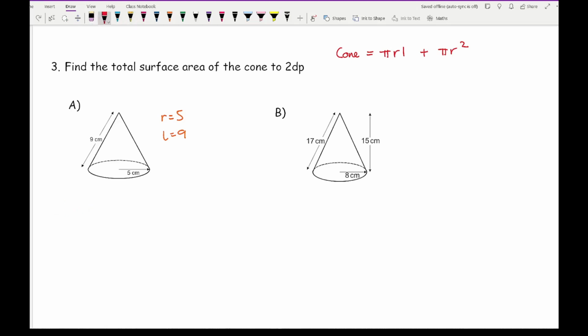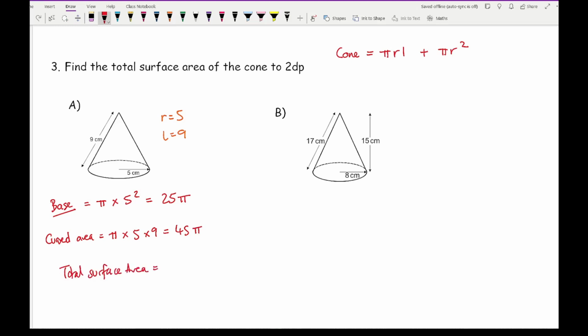So let's just write down the base, which is pi times 5 squared, which is 25 pi. Then we've got the curved area, which is pi times 5 times 9, which is 45 pi. So then the total surface area is going to be 25 pi plus 45 pi, which is 70 pi.